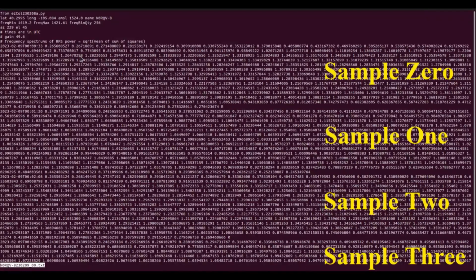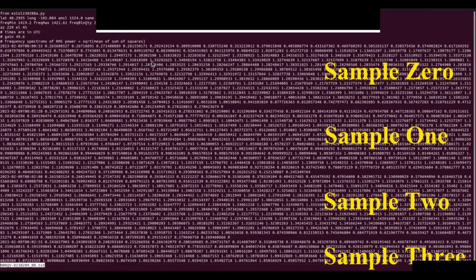There are 256, and there's a timestamp in the beginning, we'll talk about that. And then there are 256 numbers representing the energy for each one of those 256 frequencies in each sample. And there might be even a little character at the end or not on each sample. Let's take a look at those more closely by zooming in up here, the top left.